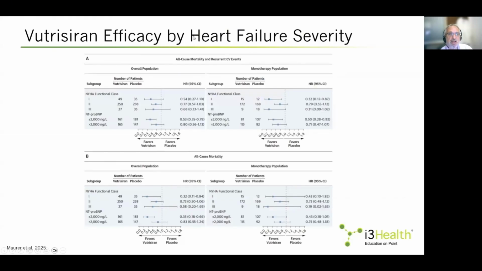Similarly, we looked in this trial at heart failure severity. I would point out that this trial included mainly class 2 patients, several but few class 1. And the class 3 patients did not have, if you will, NAC stage 3, so not very severe NYHA class 3. But across the spectrum of NYHA class or NT-proBNP in the overall or monotherapy population, I think you can see the point estimates and hazard ratios all favor vutrisiran, and there was no heterogeneity of the effect on either all-cause mortality and recurrent events or all-cause mortality, suggesting a robust effect.